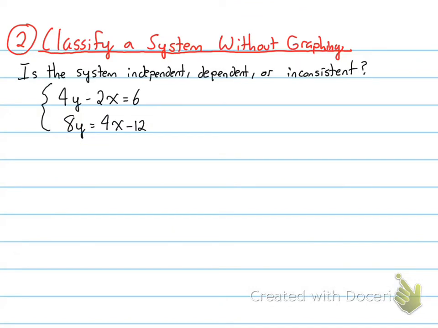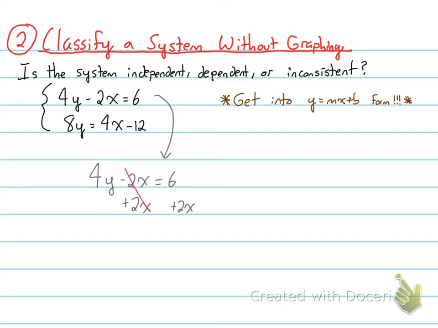So to end the day, let's talk about classifying a system and trying to do it without graphing. So here I want to know, is the system independent, aka one solution, dependent, infinitely many solutions, or inconsistent, no solutions. So I have my two equations. They're not necessarily in a uniform form where I can make conclusions from it. So again, I'm going to get this into slope-intercept form. With my first equation, I'm going to move the 2x over, divide everything by 4, and I get y equals 3/2 plus 1/2 x.